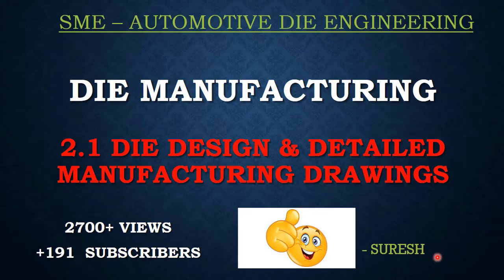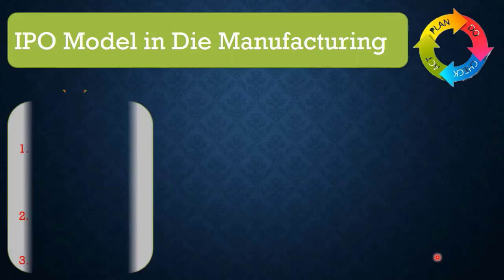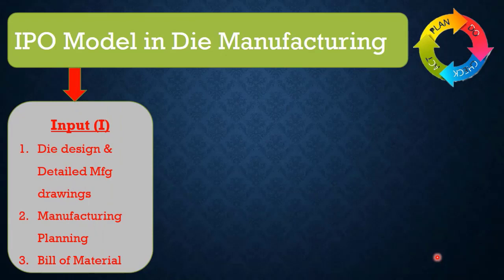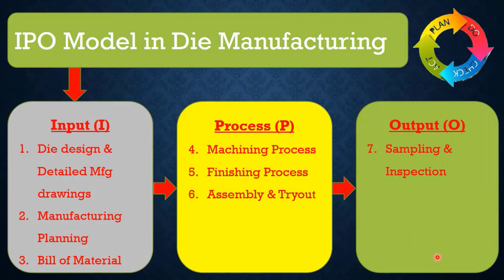We will continue on die manufacturing process through IPO model which I shared in the last module. Let's have a quick recap on the IPO model. So IPO is nothing but input, process, output. Input, there are 3 inputs I considered. One is die design and detailed manufacturing drawings. Number 2, manufacturing planning. Number 3, bill of material. Then in the process, machining process, finishing process, assembly and tryout process. Then the output comes as sampling and inspection.